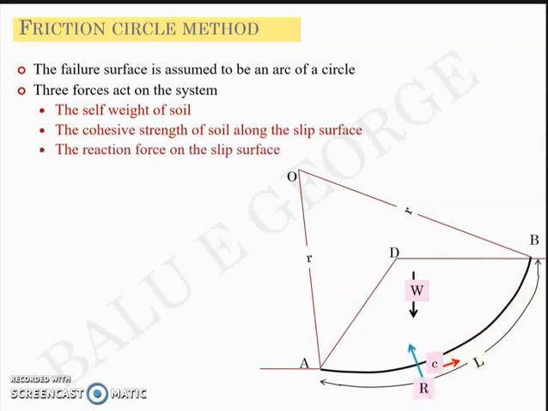Now the third force is reaction R, which acts on the slip circle. We had discussed this R in the previous section where we dealt with the Swedish circle method, right? So even in this method you have a system of three forces, W, C, R. W will have a tendency to cause failure by a moment with respect to O, and R and C will have components which would resist the failure. Now let's try to analyze the system.